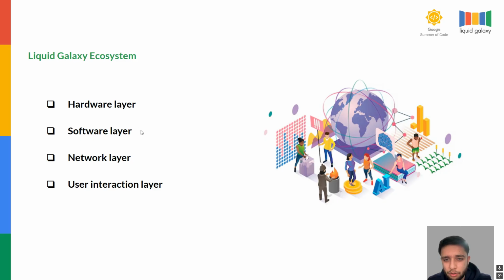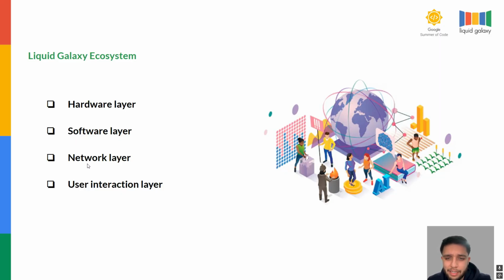Now next is our software layer. So this layer controls what is shown on the screen. It includes the operating system, visualization software, and applications like maps or 3D models. This layer is responsible for synchronizing content across all screens so everything runs smoothly together.